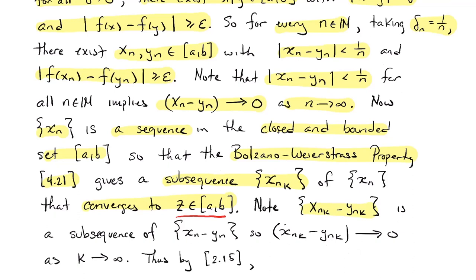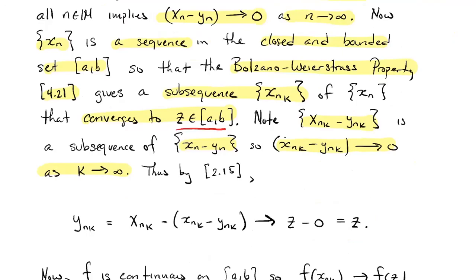So xnk minus ynk is a subsequence of xn minus yn, and that subsequence is going to converge to 0 as k goes to infinity, because every subsequence of a convergent sequence converges and it has the same limit. Okay, cool. So now I'm going to use some algebra of convergent sequences applied to these subsequences.